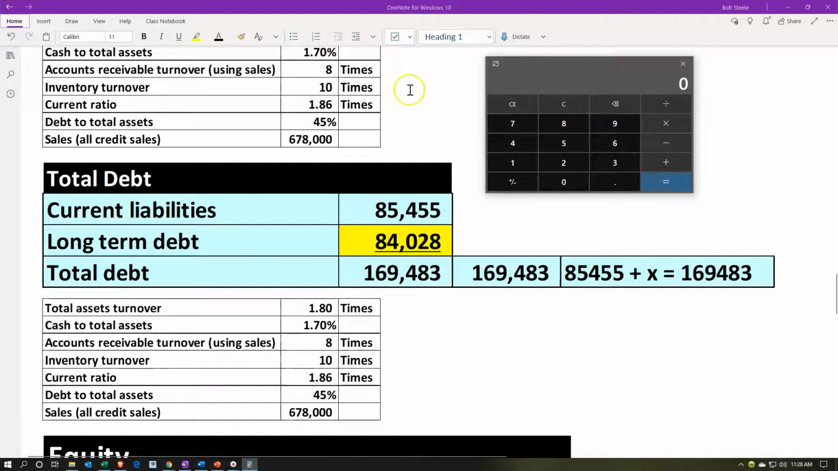Then we could solve for this algebraically. We can say, all right, we've got the 169,483 minus the 85,455. That's going to be the 84,028. If we double check this, it's going to be the 85,455 plus the 84,028. It's going to give us our 169,483. Okay, so there's that item.